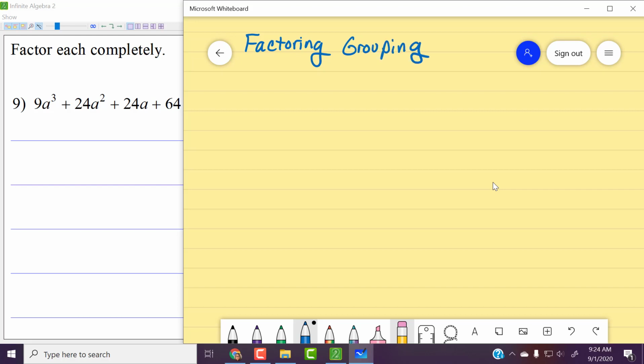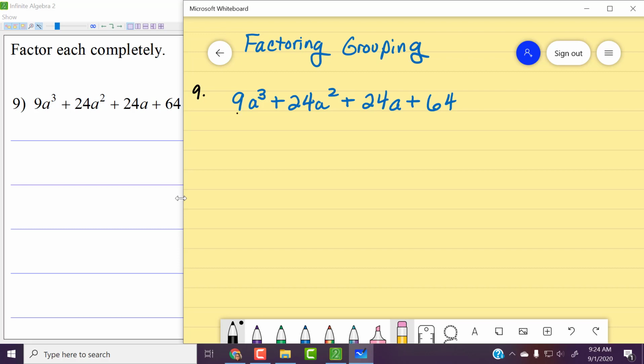So how would you identify factoring by grouping? Generally, we have 4 terms, and I tried to make them today where you don't have to focus on the negative signs. Okay, so that was my goal today. Like, let's not focus on those negative signs.